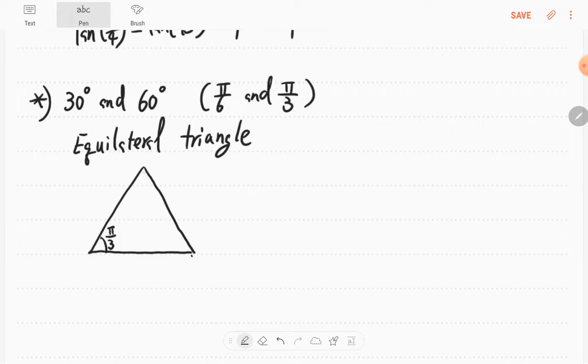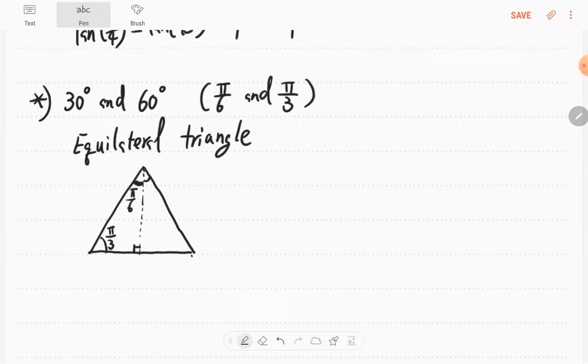Okay, so now let's draw from this point a perpendicular, the height of this triangle. So these two angles are the same, so it's 1/2 of the pi over 3, which is pi over 6, right? This angle is pi over 6. And since this is a perpendicular line, this is a right triangle.